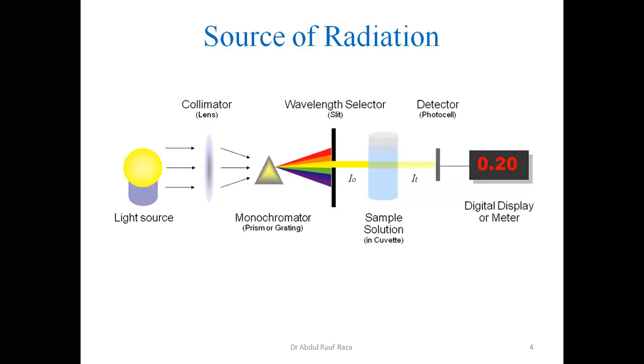So whenever we run an experiment on UV visible, it asks for the radiation range. Either you are interested to work from 750 to 350, meaning the visible region, or you are interested to work in 350 to 200 nanometer, which is the UV region, or you are interested to work in both. So it starts at 750 and ends at 200 nanometer. So both ranges it covers.